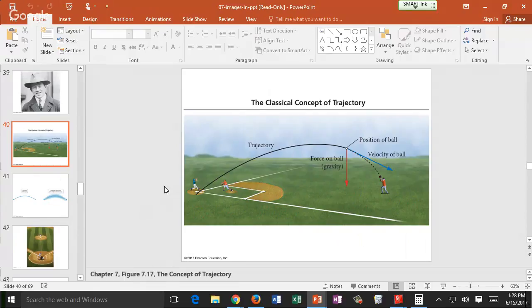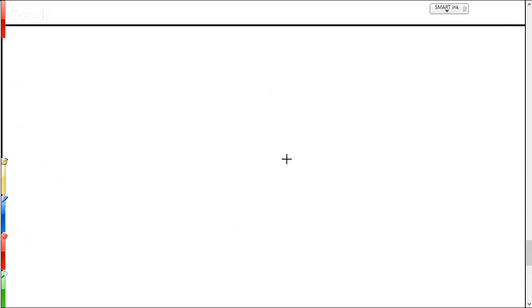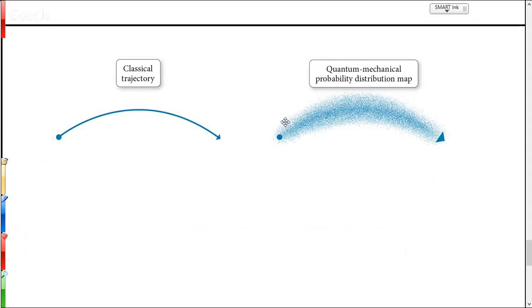That doesn't work with electrons because of the uncertainty principle, because you don't know where it is. You can't know where it is and how fast it's going at the same time. So you end up with something like this. A classical trajectory, which is on the left, says this thing starts here, it moves through exactly this path, and it ends up here. We know where it is at every point on that arrow.